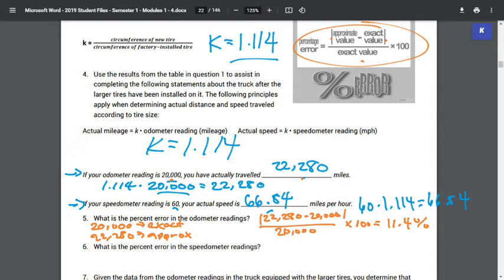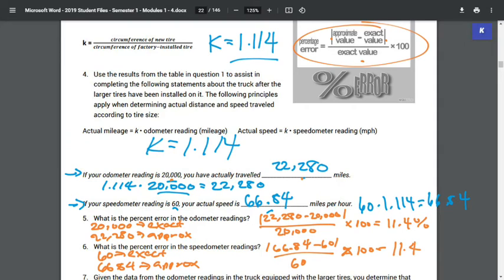We're going to do the same percentage error with our speedometer. So the 60 is exactly what is telling us in our car. This 66.84 is our approximation that we came up with. So we're going to subtract those out as well, or plug it into our percentage error formula to see what we get, and when you multiply that times 100, you're going to notice we're going to get the exact same number as what we got with our odometer. So these two are the same. So we have the same percentage error between the two of them.